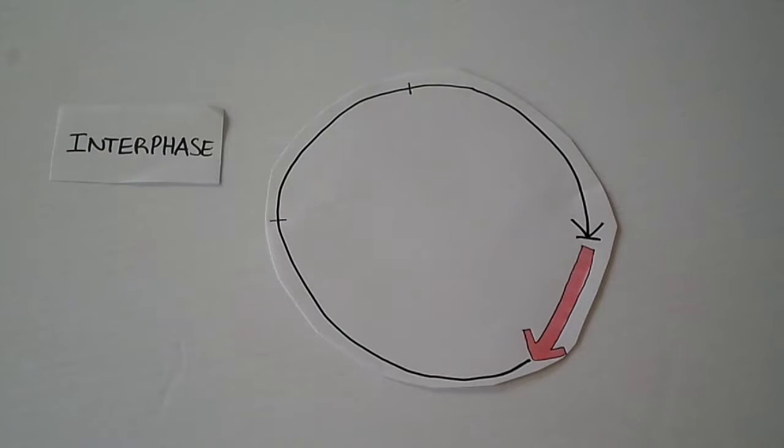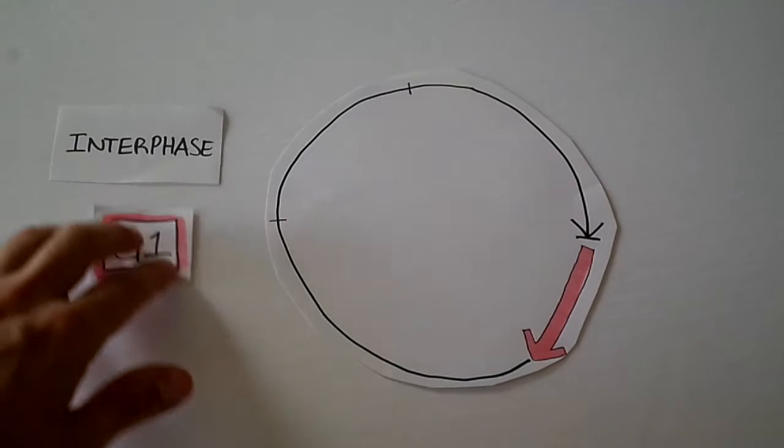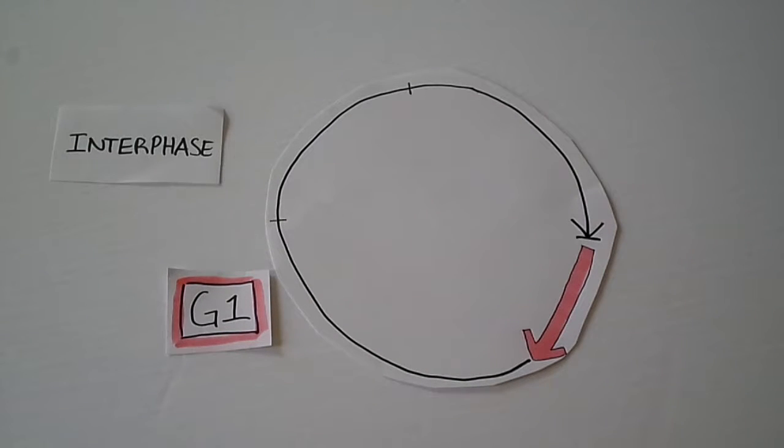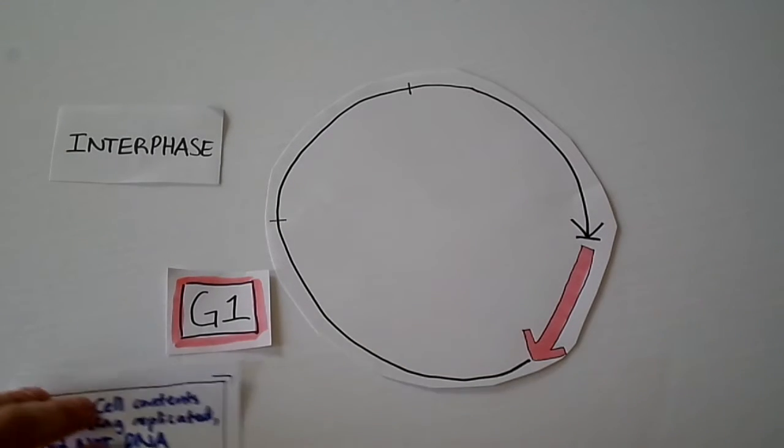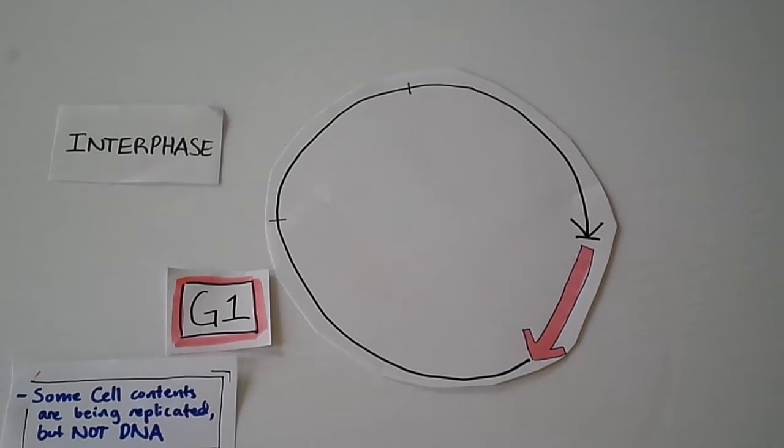So what makes up the interphase? Well, the first phase is called G1. While the cell is performing its normal job, G1 is occurring, which means the cell is replicating all its contents, but not the DNA. All the proteins and other organelles are being doubled, but remember, DNA is not being doubled.